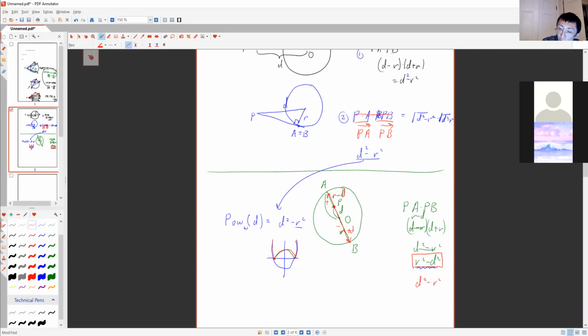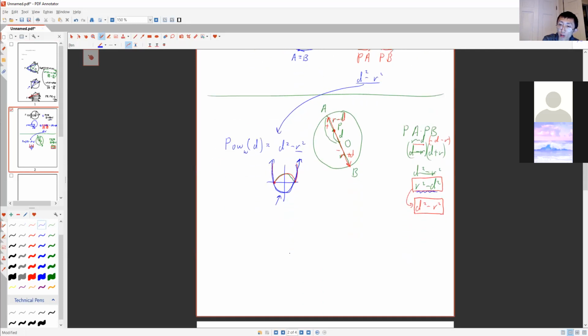So then the directed length would be R minus D, and then it would be negative D minus R for the other length, which should work out to be the negative of that. So it's D squared minus R squared again. So we do in fact have that the power is a differentiable function that is a quadratic, and it just happens to be negative, which is really weird, when it's inside the circle. But it actually makes things nicer if you allow the power of a point to be negative with respect to the circle.